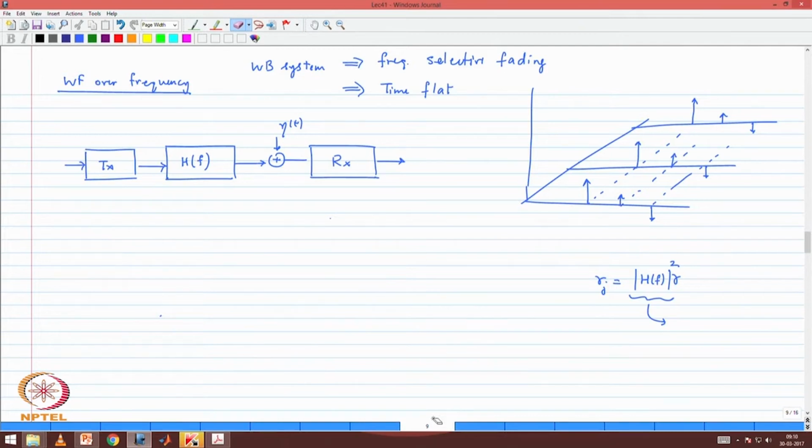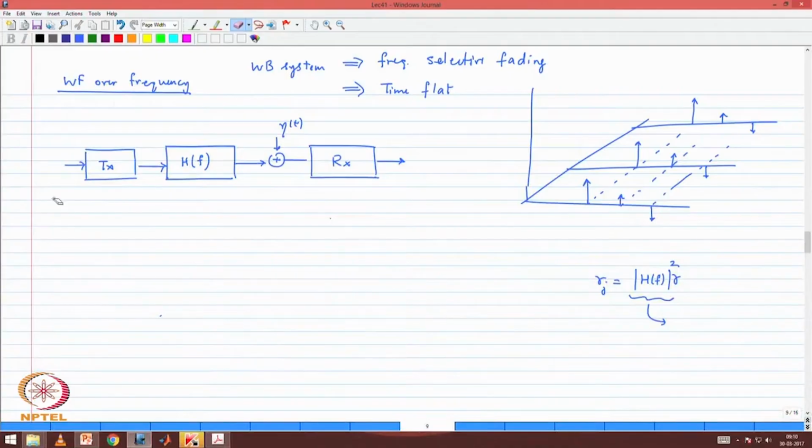Okay. I would like to just spend a few minutes on the extension of this problem. What we are saying is we are going to look at a case where it's a wideband system, which means frequency selective fading. However, we have made the assumption that it is time flat. So the steps that we are doing, first, we are going to divide the channel into subbands of bandwidth B.